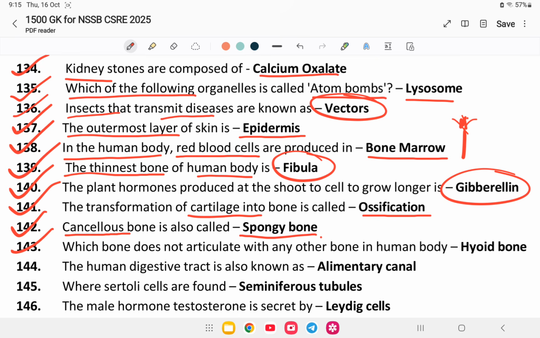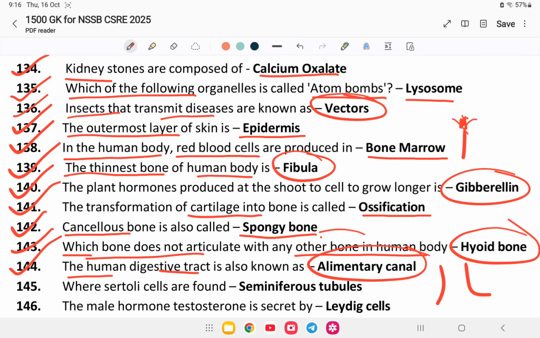Question number 143. Which bone does not articulate with any other bone in the human body? The hyoid bone. 144. The human digestive tract is also known as the alimentary canal. 145. Where are Sertoli cells found? Sertoli cells are found in the seminiferous tubules. Question number 146. The male hormone testosterone is secreted by Leydig cells.